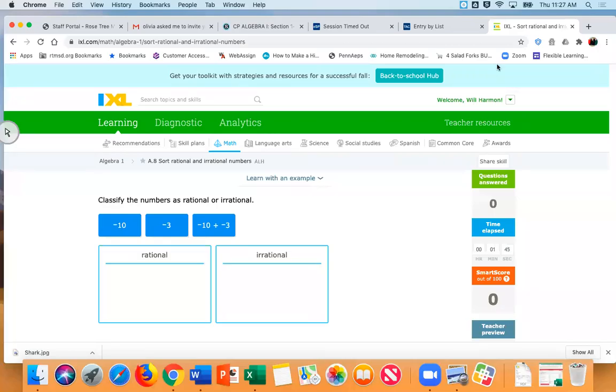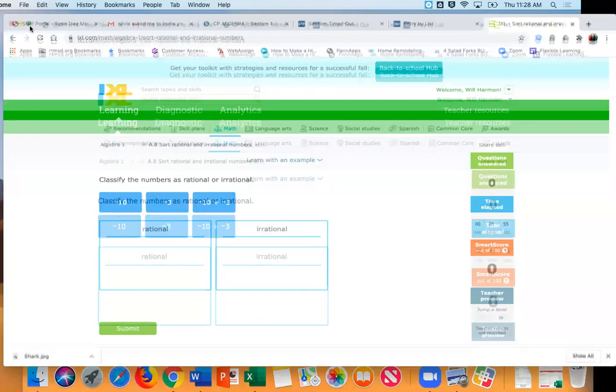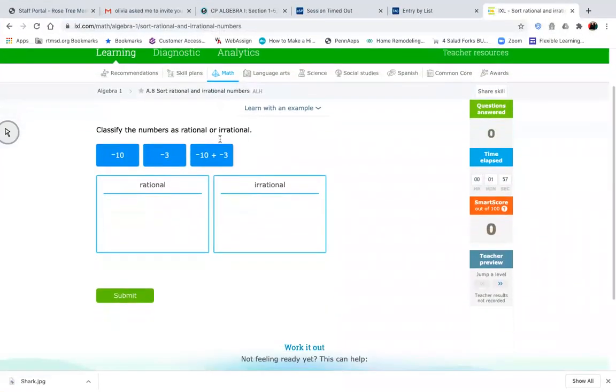So this is for Algebra 1A8, sort rational and irrational numbers. So first off, what is a rational or irrational number? Does anybody know what makes something rational or irrational?